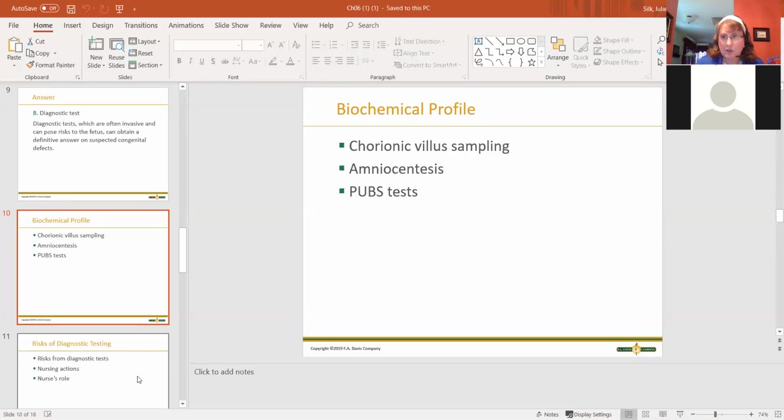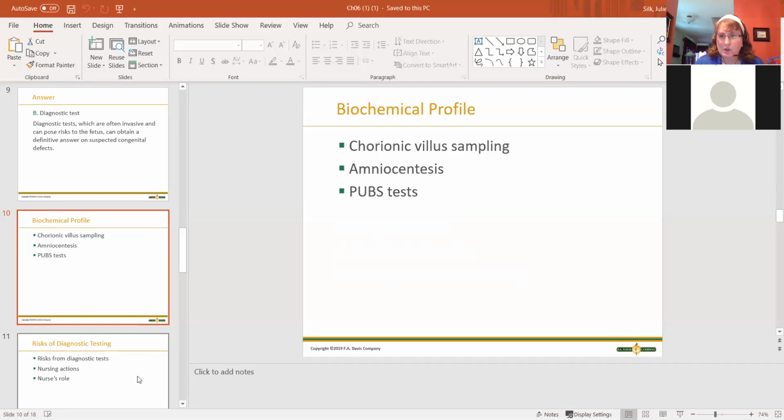So there are some risks to this. Some of the risks would be bleeding, infection, and then rupture of membranes. So you always have to tell people the risks and benefits of any procedure before they decide to do it. I believe in the chapter when I was reading about this, an example of something they might be testing for with this particular test would be cystic fibrosis. They might be able to tell if someone had it from that.